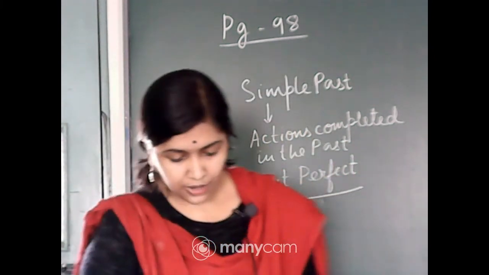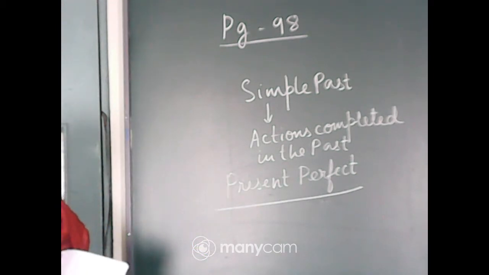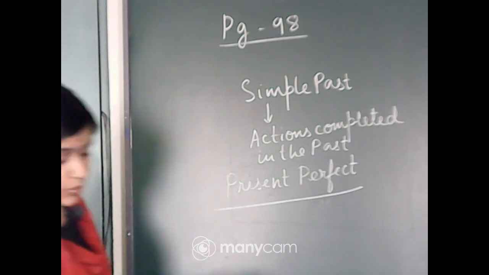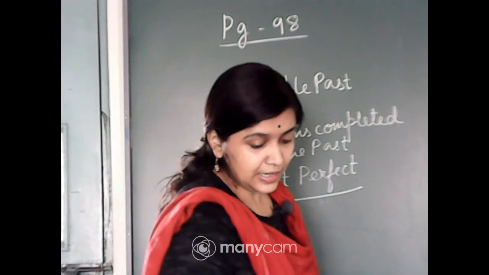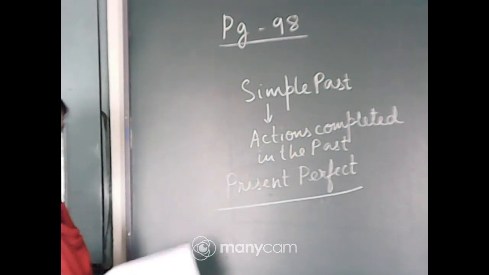Yeah. So, present perfect tense refers to an action that was completed in the past, but it is also connected to the present. For that, we will use the present perfect tense. Okay. Now, come to exercise number E. Complete it.